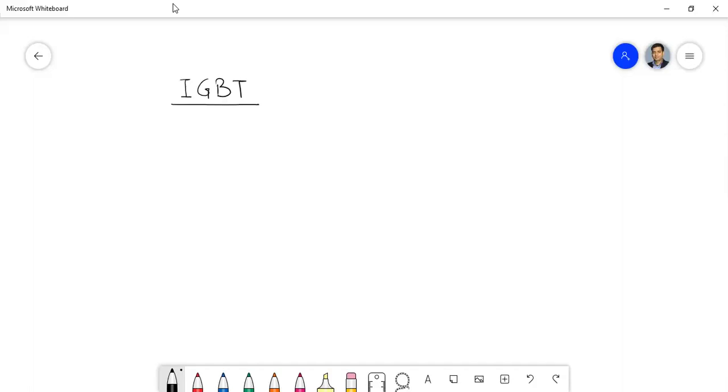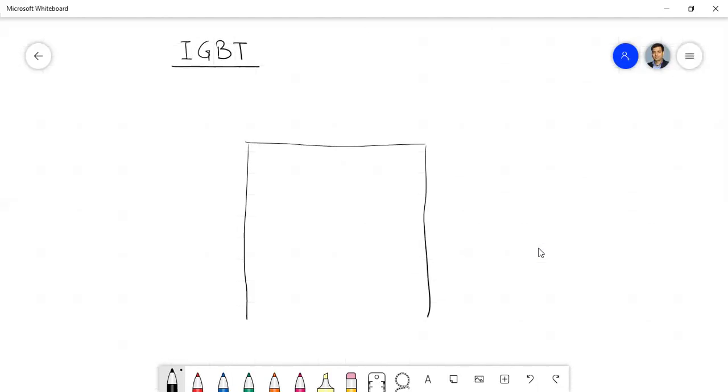Okay, so that means IGBT combines both the features, advantages and disadvantages of bipolar junction transistor and a MOSFET. So that is the advantage of IGBT, and IGBT is a very popular device for power applications nowadays. Okay, so let me draw the structure. The structure is almost similar to that of the MOSFET. So it's a vertical structure which I will draw here.